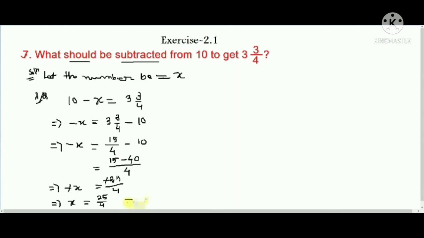So if you want to convert it into a mixed number, you can convert it. You see, if I convert it, how many times does 4 go in 24? 6 times. Okay, 6 times 4 is 24, and the denominator is 4, and 1 remains, because 6 times 4 is 24 plus 1 is 25. So hope you understood.